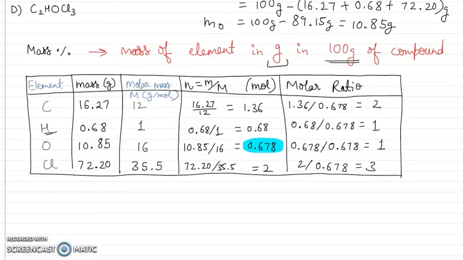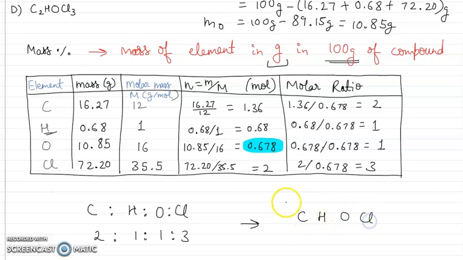Now as we have the molar ratio in whole numbers, the molar ratio for carbon, hydrogen, oxygen and chlorine is 2 is to 1 is to 1 is to 3. Then we can write the empirical formula for this compound in sequence like carbon, hydrogen, oxygen and chlorine, starting from the electropositive atom to the electronegative atom. Then we have carbon 2, hydrogen 1, oxygen 1 and chlorine 3. So we have the formula C2HOCl3.